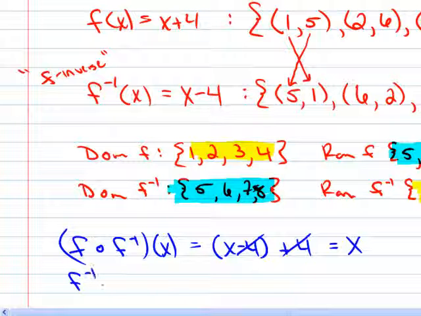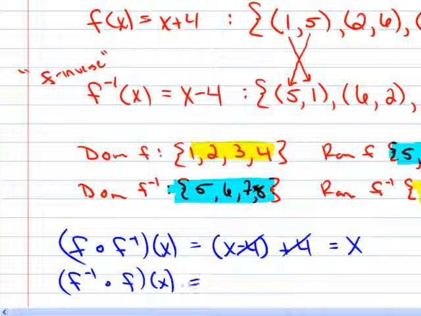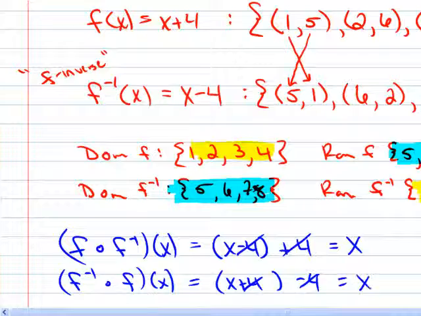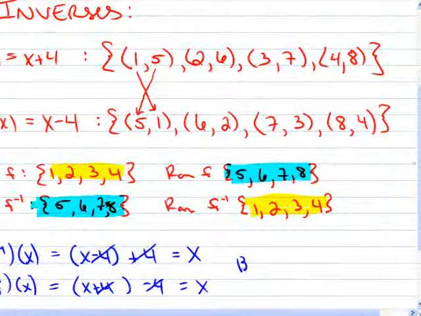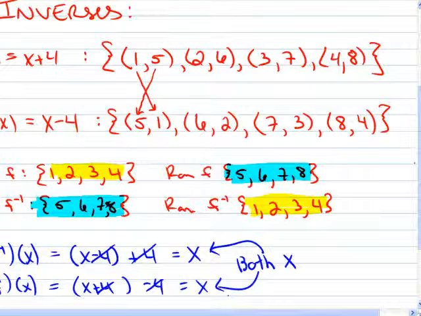Let's do the opposite. Let's do the backwards and go f inverse composed with f. F inverse takes an input and subtracts 4 from it. In this case, that input is x plus 4. Plus 4 minus 4 is 0, and you're left with x. They both give you x.